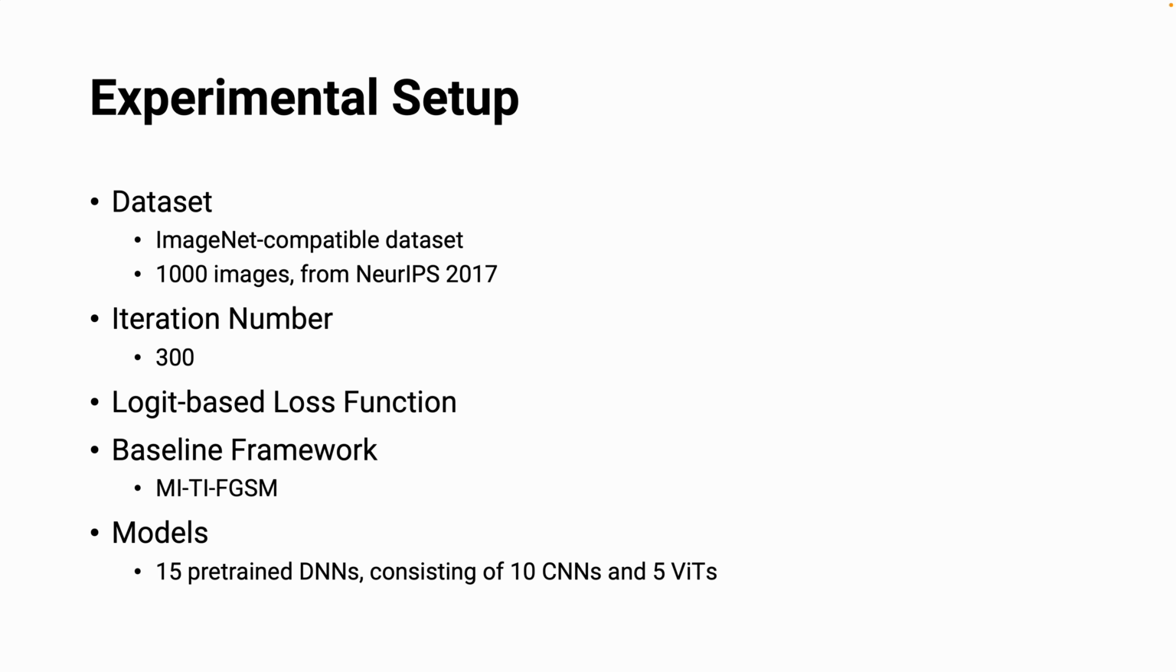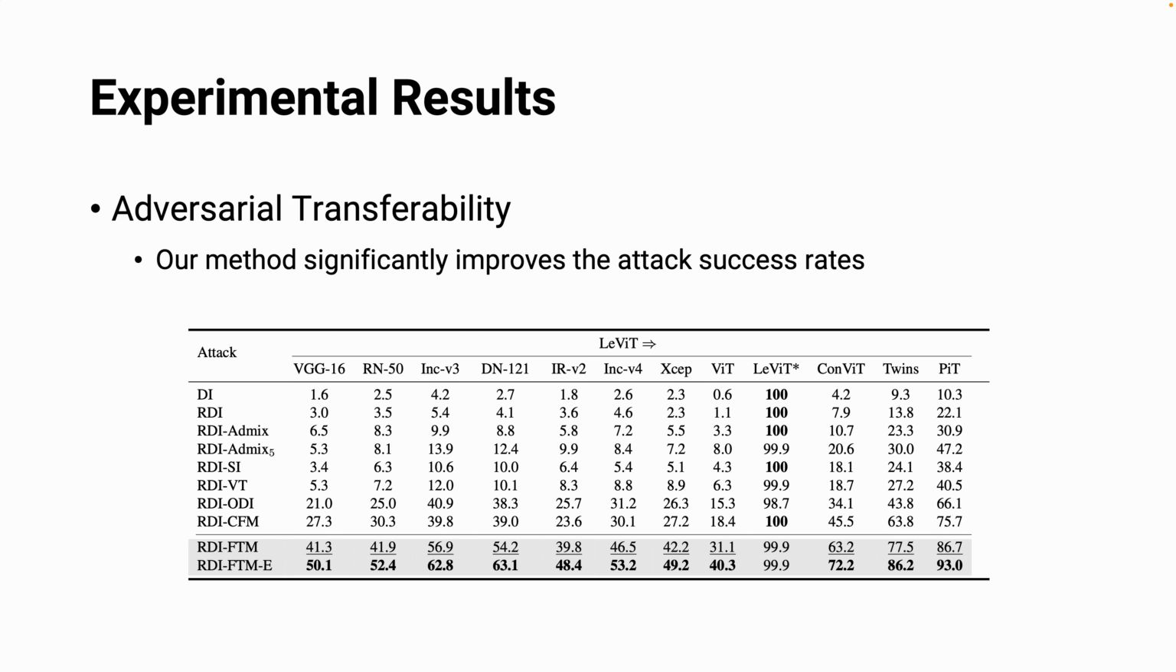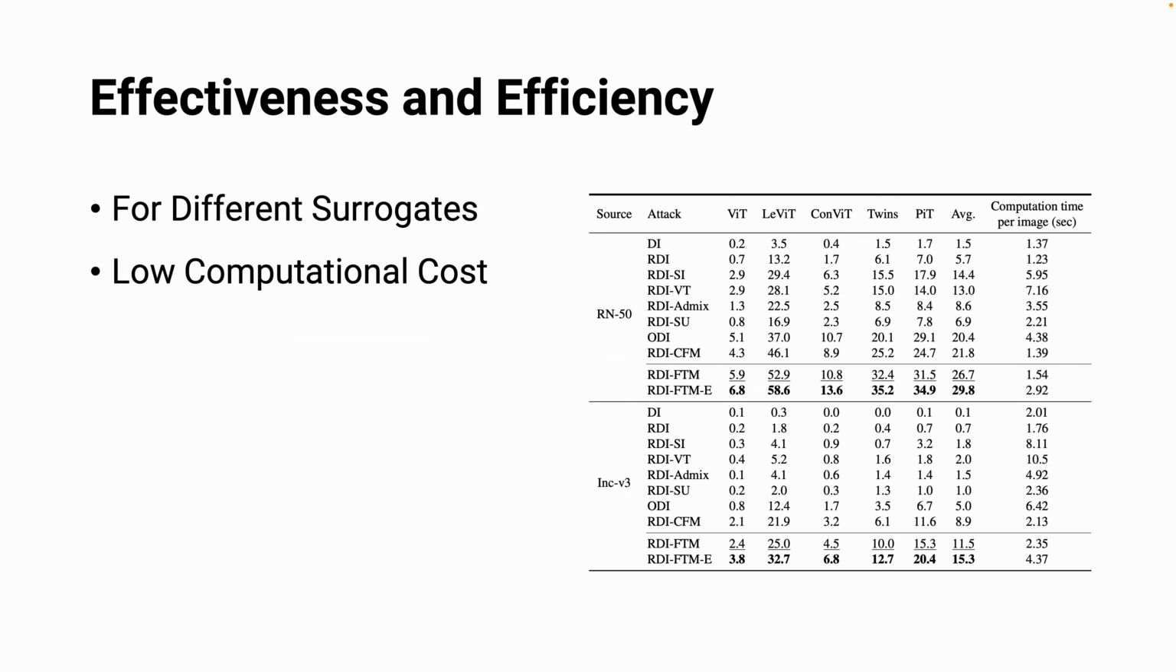We strictly follow the experimental settings used in previous works. In addition, we evaluate our method on a wide range of models, including 10 CNNs and 5 ViTs. Experiments show that our method outperforms existing methods by a large margin. In many target models, FTM achieves over 10% higher attack success rates compared to previous methods. We also run experiments with different surrogate models, demonstrating both the strong transferability and low computational cost of our method.